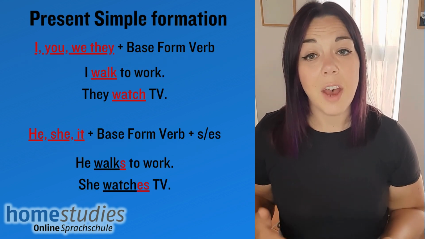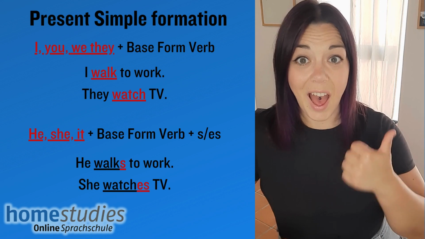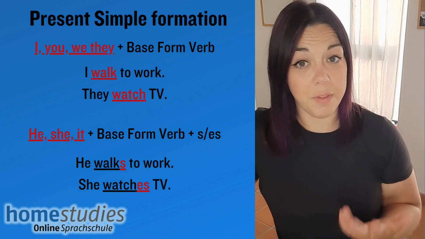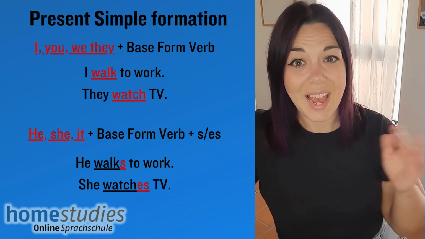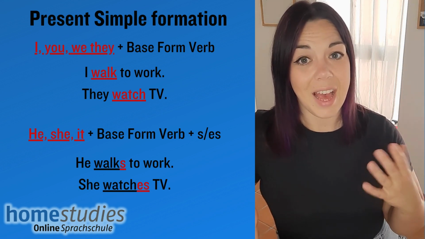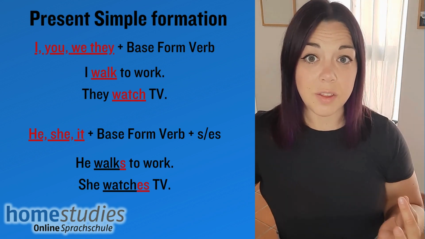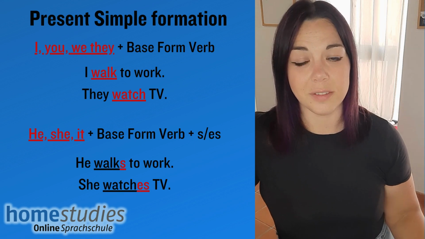Now let's talk about how to form the present simple tense. So with subjects like I, you, we, and they, we typically use the base form of the verb. However, with he, she, or it, we add s or es at the end. For example, he walks or she watches television.